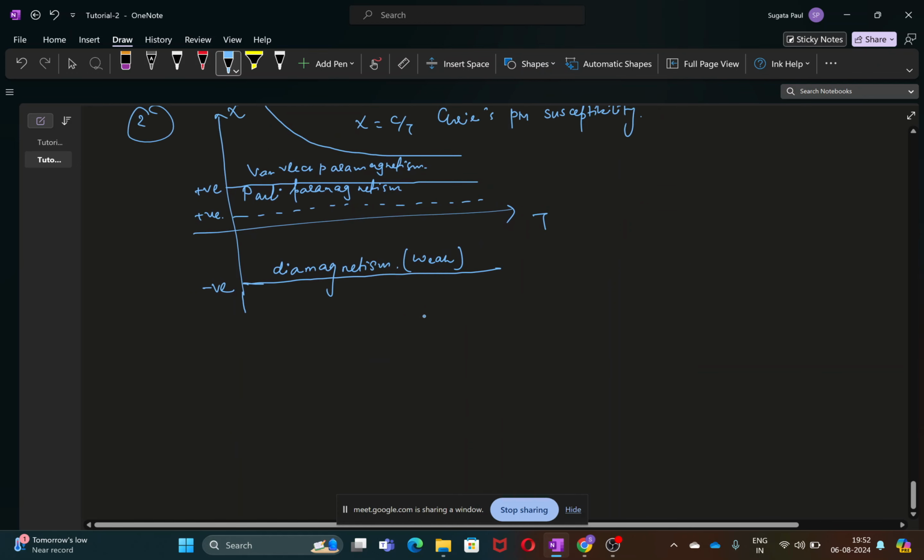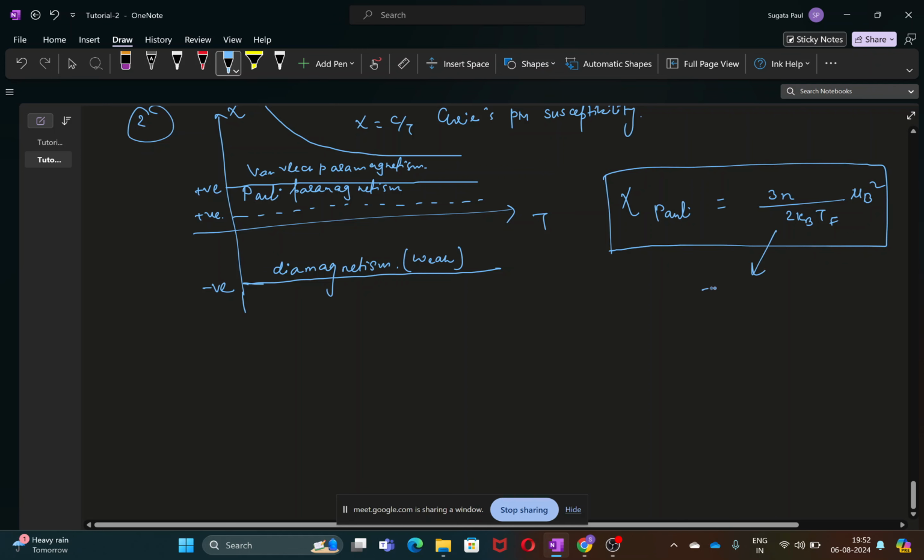Okay, so the question asked here is: what is the temperature dependence of the Pauli paramagnetic susceptibility? The Pauli paramagnetic susceptibility has an expression like chi = 3n/(2 kB TF) times mu_B squared. Here you can see there is no direct temperature dependence. TF is the Fermi temperature, but that is a constant value that depends on the material.